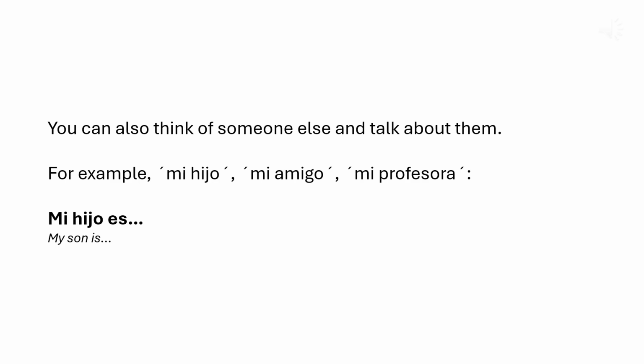You can also think of someone else and talk about them rather than you. For example, mi hijo, mi amigo, mi profesora. So the example now it's going to be mi hijo es, my son is, and then the same thing we've just done, but in the third person, which means not me, not you, a third person, which is him, my son. Él, mi hijo. Mi hijo es.